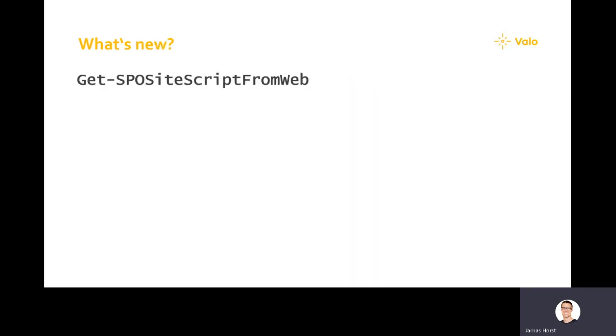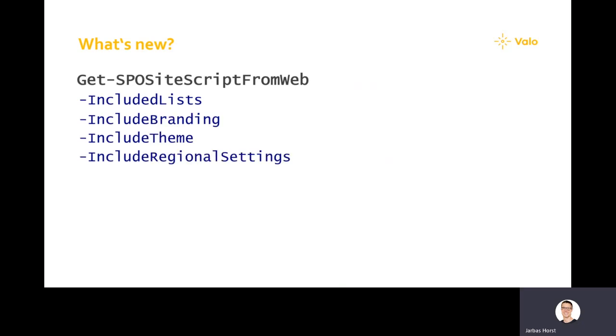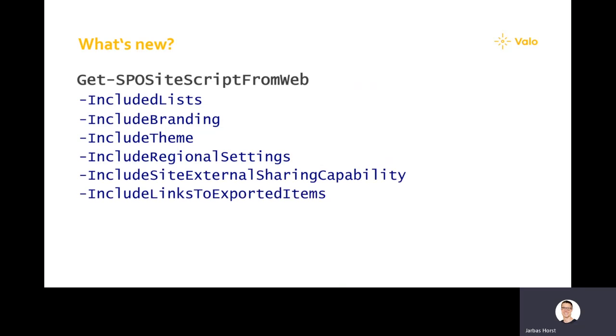Now, what's new? There is a new capability that you can use to extract the content of a site collection. It's similar to the save as template that you know from SharePoint, but not that powerful. At the moment, you can only include lists, the branding, the theme, regional settings, external sharing capability, and links from the quick launch.